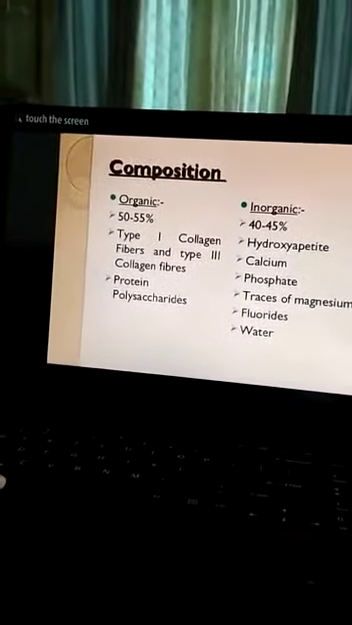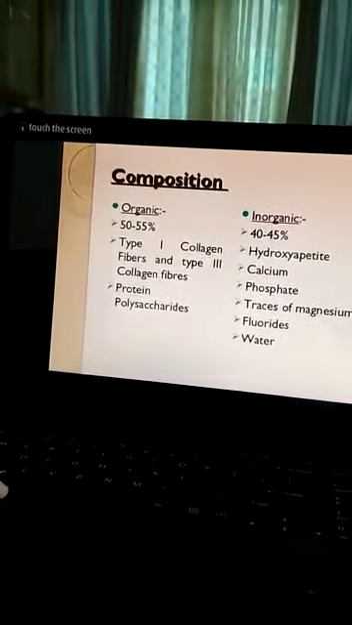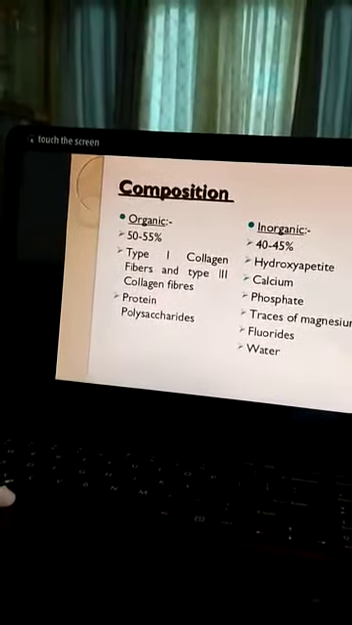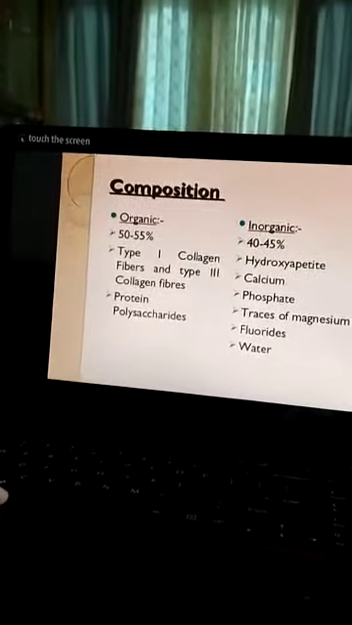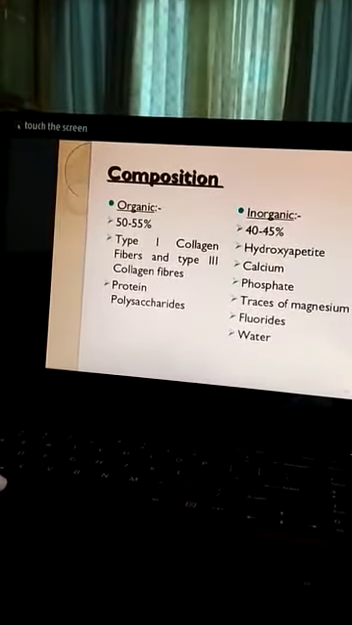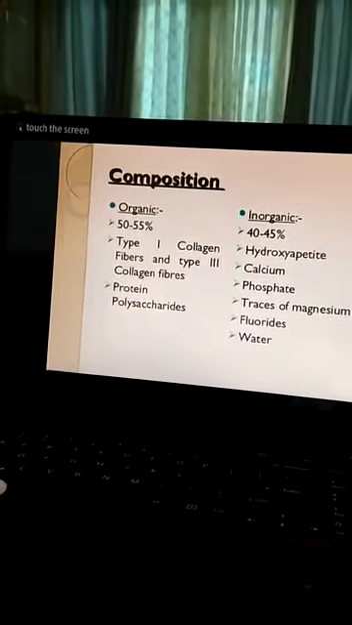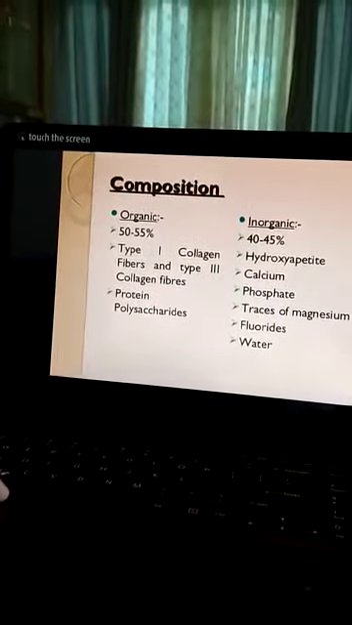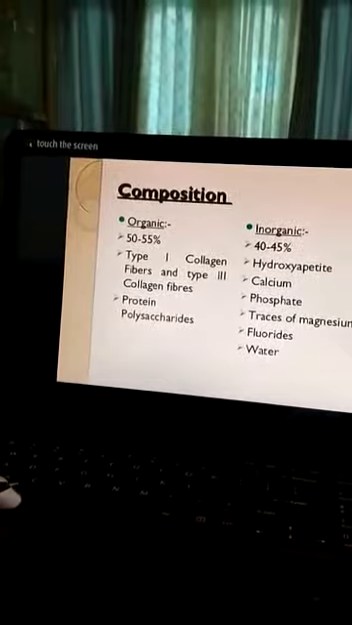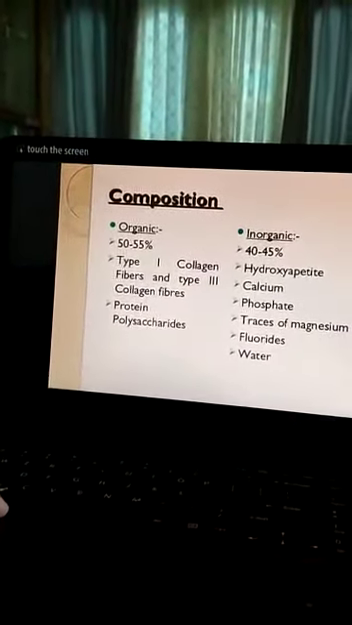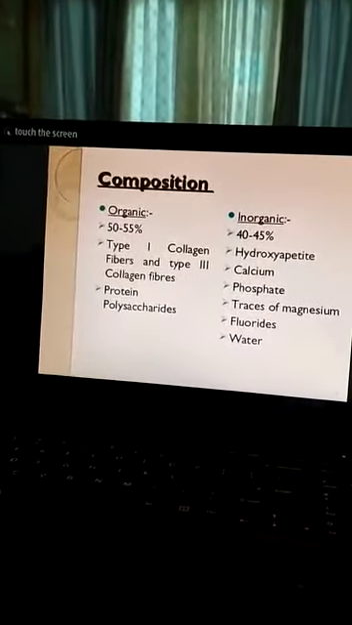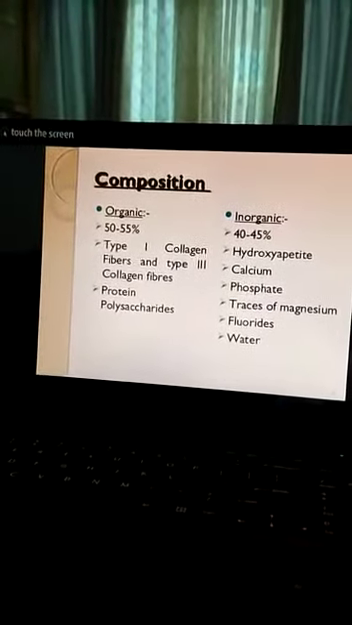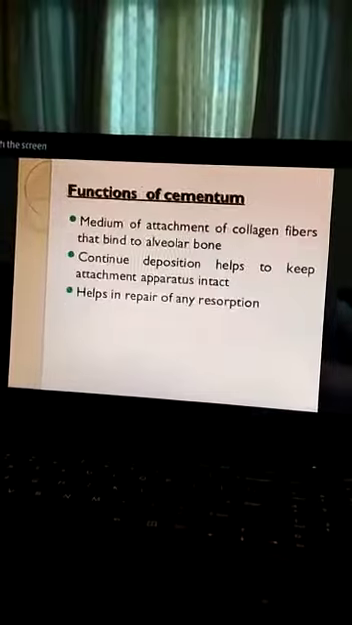The cementum is composed of organic and inorganic substances. The cementum contains 50 to 55% organic substances and 40 to 45% inorganic substances. The organic substances contain collagen type 1 and type 3, protein, and polysaccharides. The inorganic substances contain hydroxyapatite, calcium, phosphate, traces of magnesium, fluoride, and water.